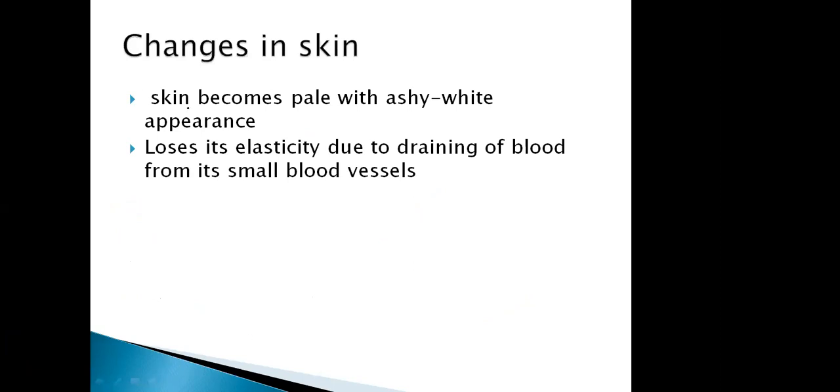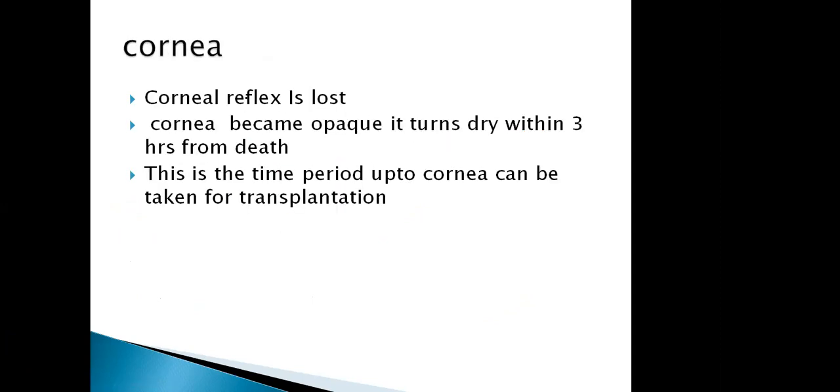First, changes in the skin. The skin becomes pale with an ashy white appearance and loses elasticity due to draining of blood from small blood vessels. In the eye, the corneal reflex will be lost. The cornea becomes opaque and turns dry within 3 hours of death. This is important: the cornea becomes dry within 3 hours of death. This is the period up to which the cornea can be taken for transplantation.